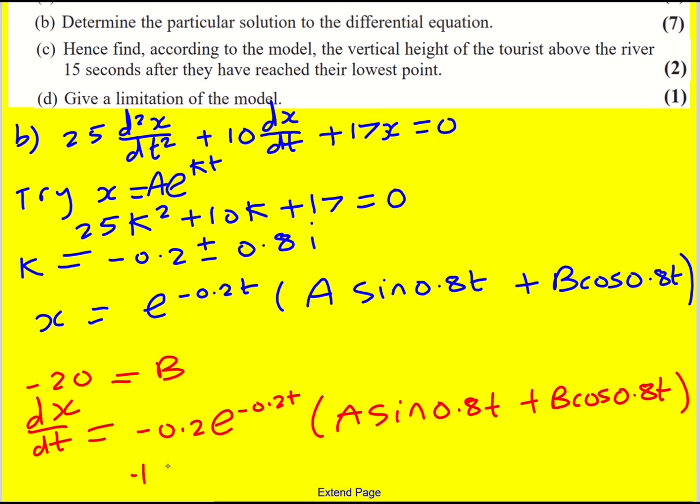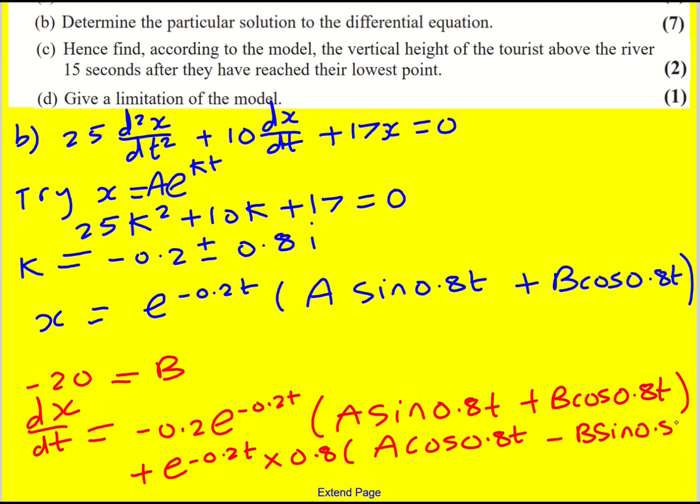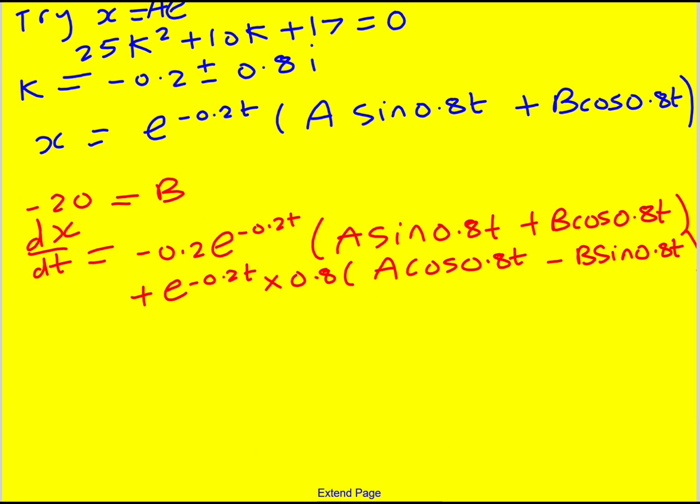And then I will be adding e to the minus 0.2t times the derivative of this. Now in both of the cases I'm going to be times it by 0.8, so I'm actually going to bring that out. Then I'll get a cos 0.8t minus b sine 0.8t. Okay, now sub in our initial condition.